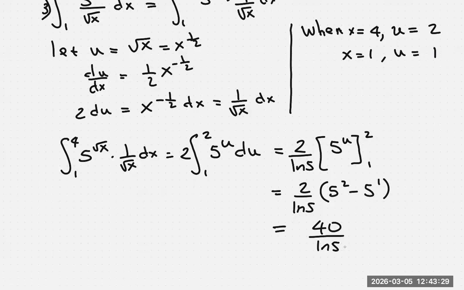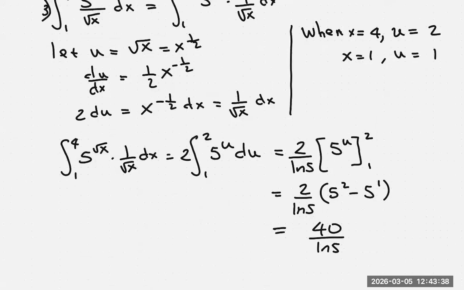Send me one more thing. What time is it? 7 minutes. Wait, sir. 5 squared minus 5 to the 1. I'm saying 2 over ln 5 times 5 squared minus 5, and then you get 40 over ln 5. Yes, sir. Because 5 squared is 25. Yeah, 25 minus 5 is 20. So 2 times 20.